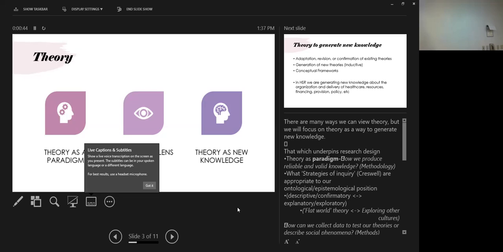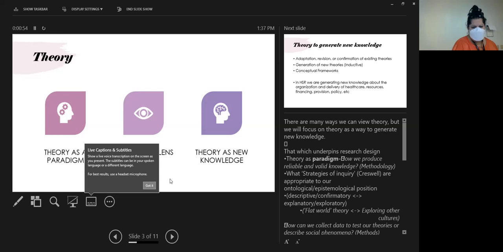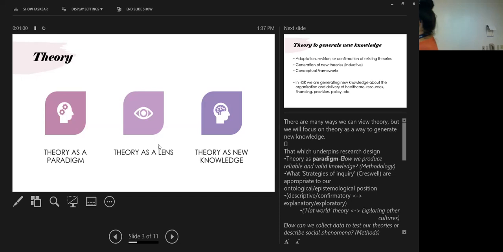And I shared this with you guys so that you can understand the three ways in general that theories are looked at. So theory as a paradigm is to demonstrate a shift in thinking in general, right? So when we went from germ theory to medical model to now the social justice model, those are paradigm shifts.